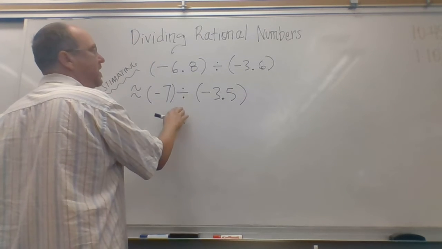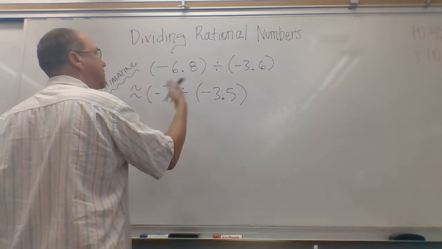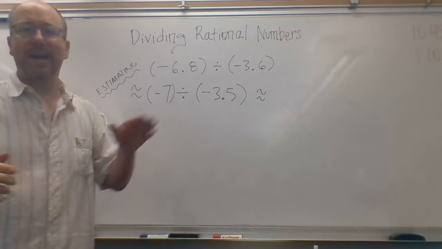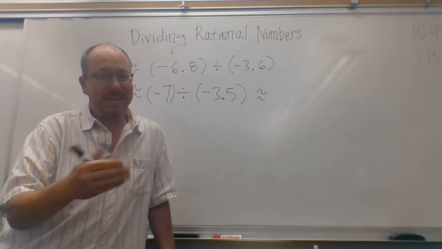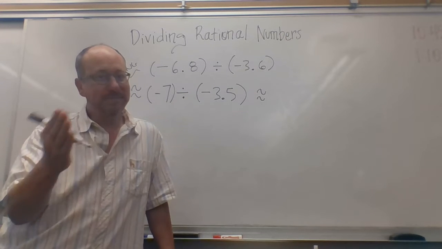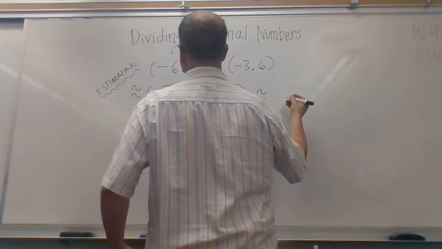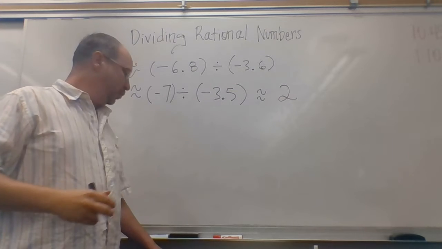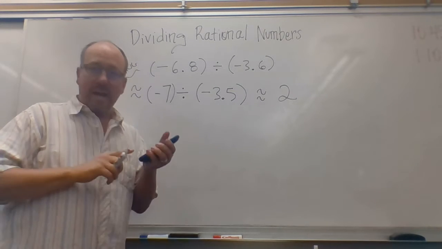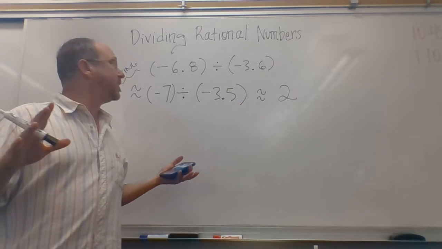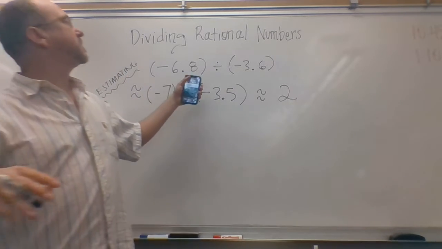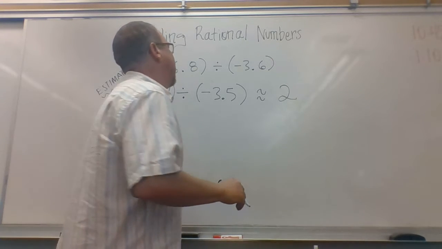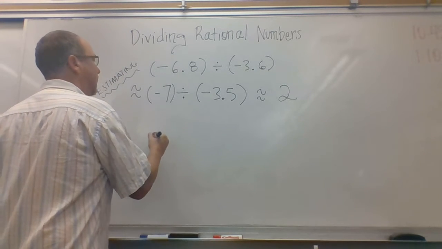So negative 7 divided by a negative 3.5 goes in twice, right? Also a negative divided by a negative, the signs are the same, so it will be positive. So it's approximately a positive 2. Now we've got a calculator. We use this in our life, so we can go back and do negative 6.8 divided by a negative 3.6, and I've already determined what that was.